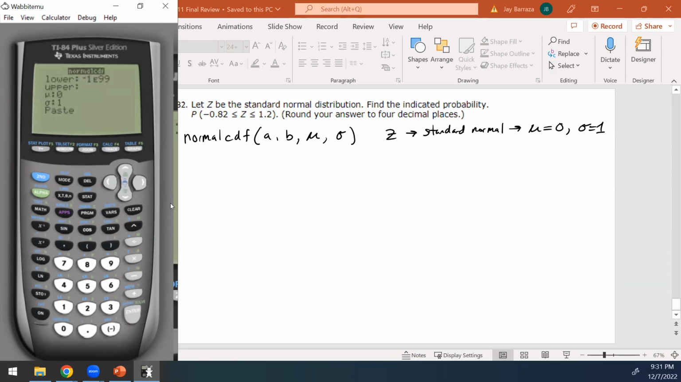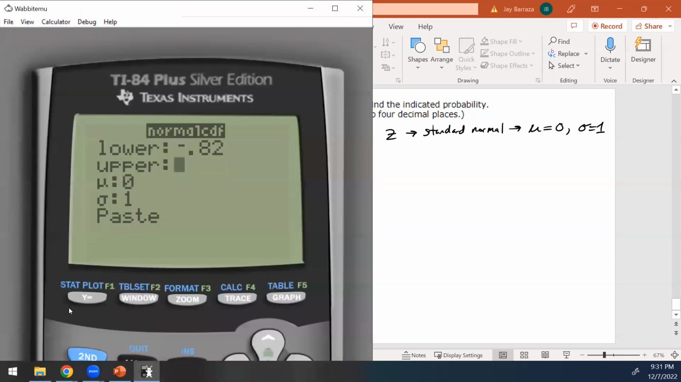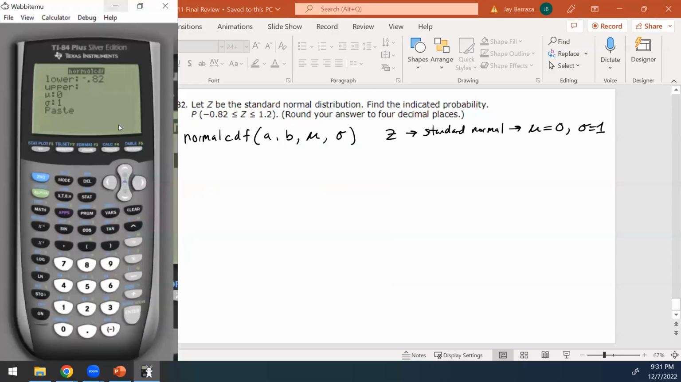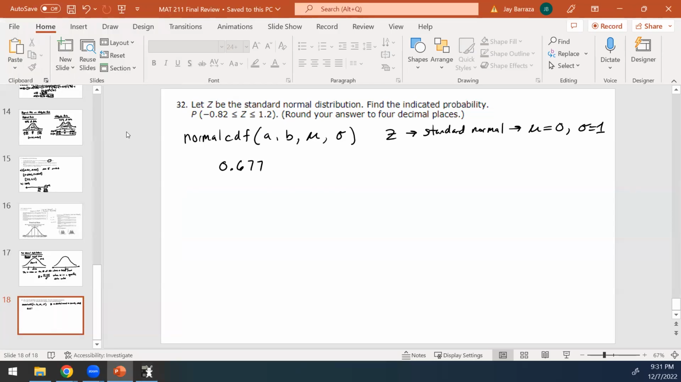Press enter. So my first bound is negative 0.82. My second bound is 1.2. My mean is 0. My standard deviation is 1. I'm going to paste it. Press enter. If you have an older calculator, you probably just went straight to this, so you kind of have to memorize the order. Press enter, and that's the answer: 0.6788. Now, what does this actually mean?